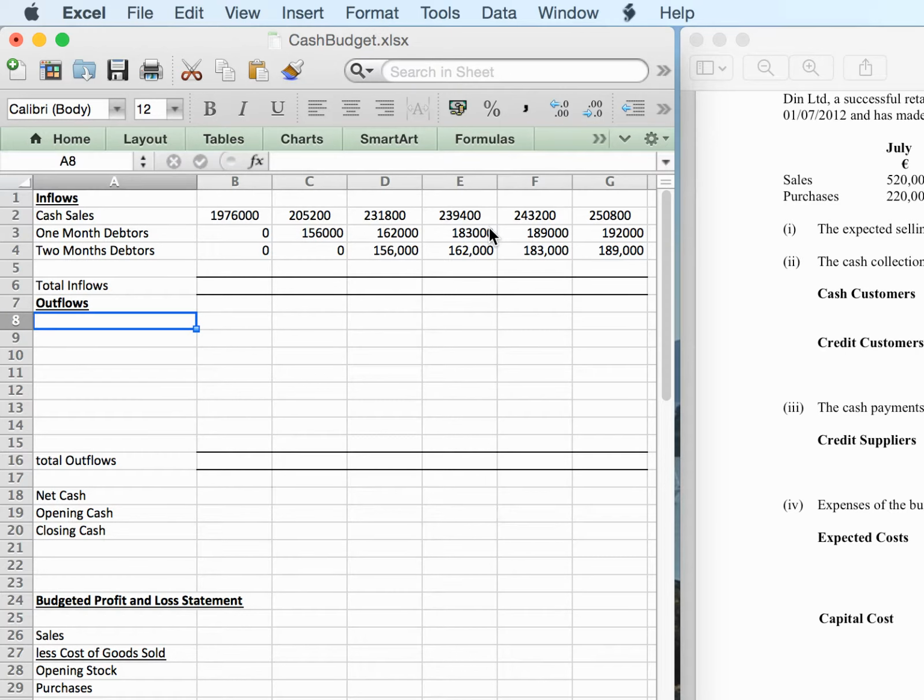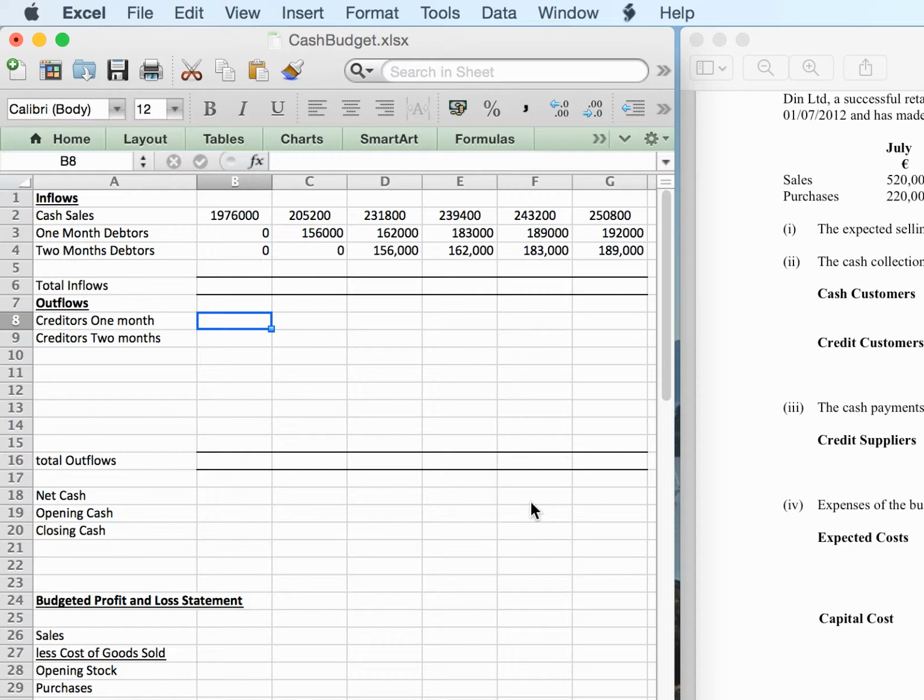So outflows. So I'm going to have the credit suppliers. So 50% in the month after purchase, with 2% cash discount received. 2% of 50 is 1, so that's 1%, which means we're going to pay 49% in 1 month, and then it will be 50% in the following month. So we have creditors 1 month, that's going to be the 49%, and then creditors 2 months is going to be the 50%.